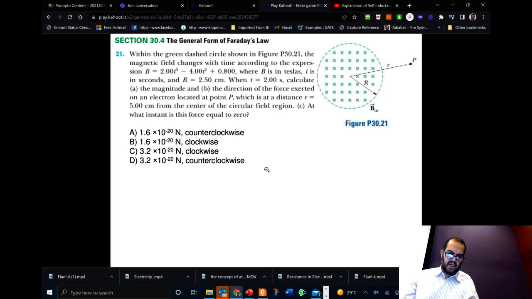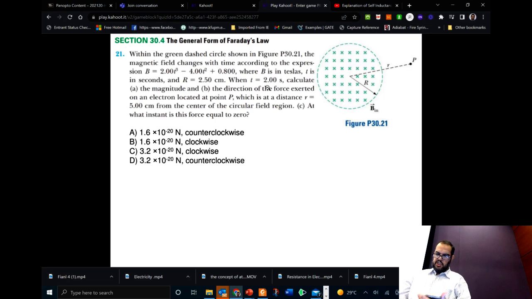When t is equal to 2 seconds, calculate the magnitude and the direction of the force exerted on the electron located at point P, which is at a distance r of 5 centimeters from the center of the circular field region. Imagine at point P we have an electron. What is the magnitude of the force, and determine the direction: is it clockwise or counterclockwise? We'll take 3 minutes for this one.